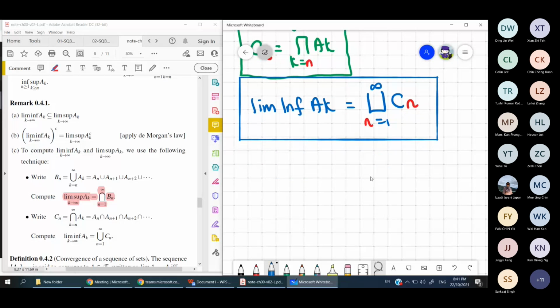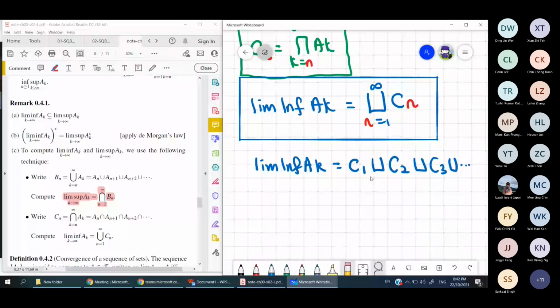Maybe it's a little bit confusing for you. What you can do is forget about N. You can write the limit infimum of AK in a proper way as C1 union C2 union C3 and so on. So N is actually the running index for this 1, 2, 3. We just use a shorthand, because if you write it out here, that will be a very long expression. We use a shorthand to simplify it. So that's the meaning of N here.